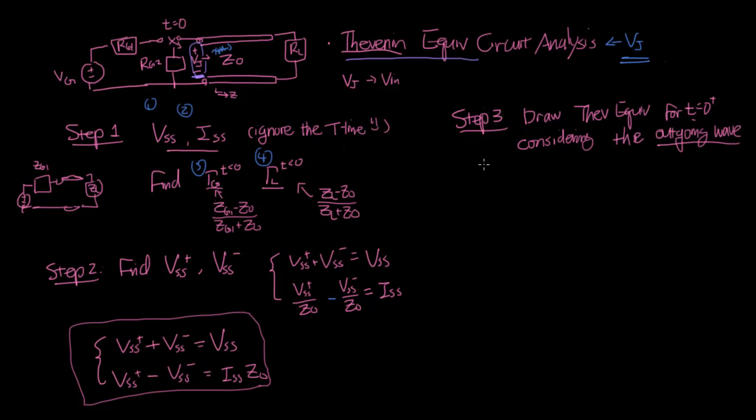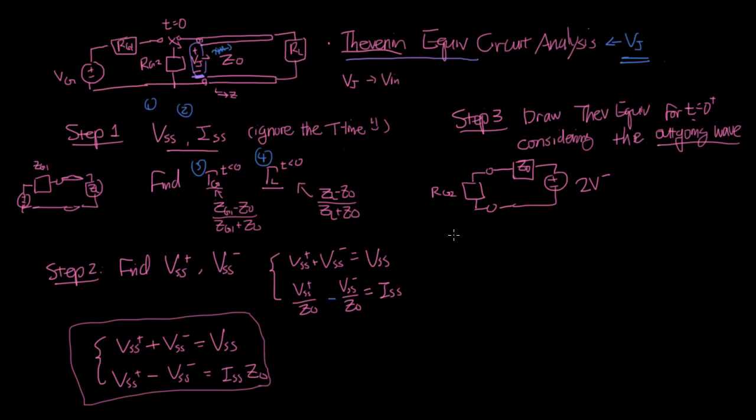So in this case, at t equals 0 plus, this circuit is flipped over. So we just have this RG2 impedance connected to ground, and that's connected to the transmission line. And so the Thevenin equivalent of the transmission line is an impedance Z naught here, and then you have a source. The value of the source is equal to 2V minus.